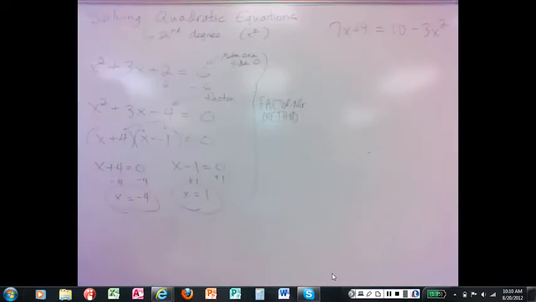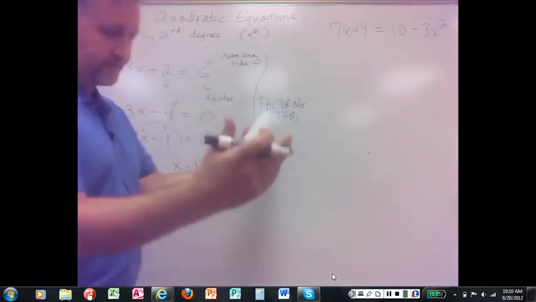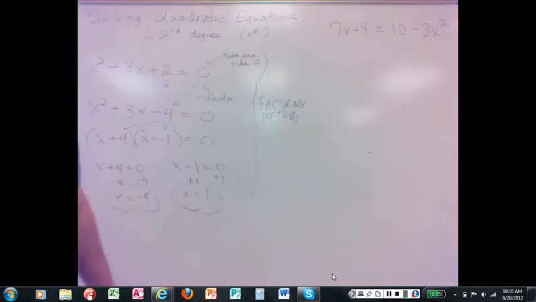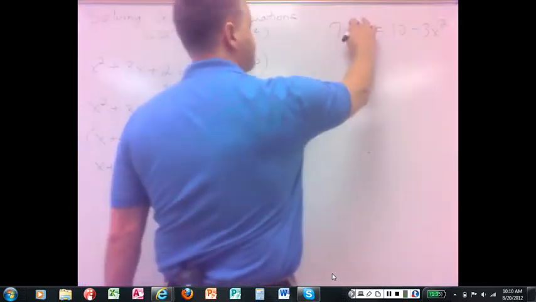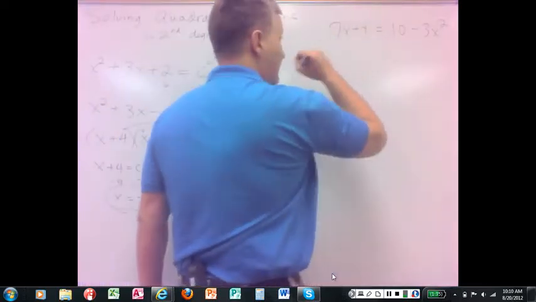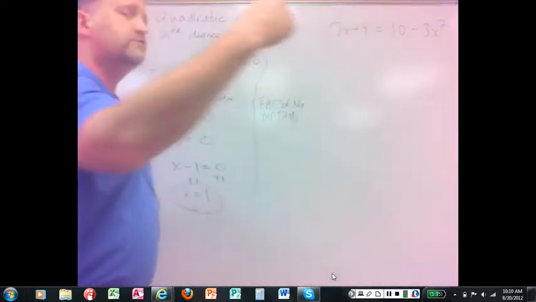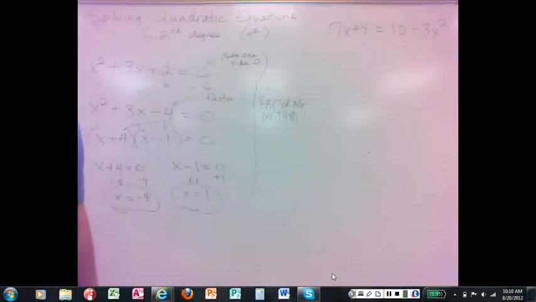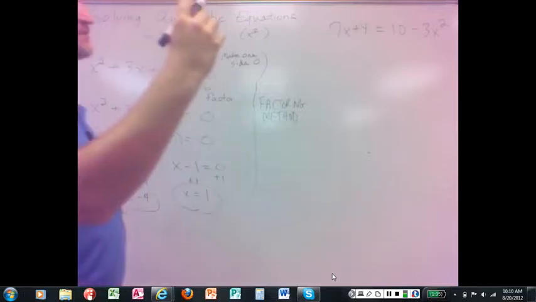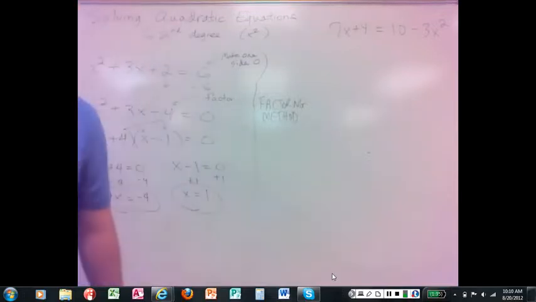All right, a couple of points on that. First of all, of course, I need one side to be 0. And it doesn't make a whole lot of difference which side you want to be 0. In this case, I've got two terms on either side, so either way I go, I'm going to have to move two terms. But here's my recommendation: usually you'll want, if you can, the x squared term to be positive. So if I want the x squared term to be positive, which way should I go here?